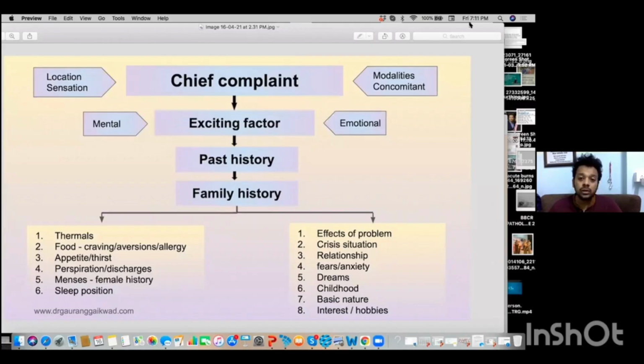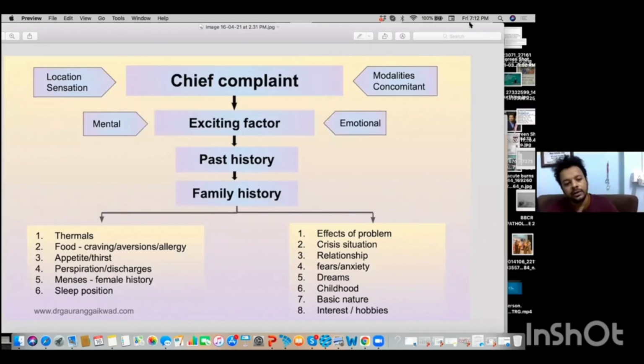Now we come to the main thing in case taking. One of the first things in case taking, after setting the background, is coming to a diagnosis. The role of the homeopath cannot be only to give a remedy. If we can at least find what is possibly the clinical diagnosis, what is the pathology involved, it helps a lot in prescription.